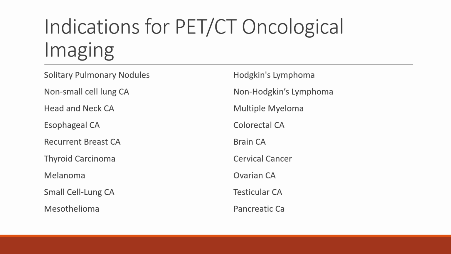These are the indications for oncologic PET imaging with PET-CT: solitary pulmonary nodules, small cell lung cancer, head and neck, esophageal, recurrent breast, thyroid, melanoma, mesothelioma, Hodgkin's and non-Hodgkin's, multiple myeloma, colorectal cancer, brain, cervical, ovarian, testicular, and pancreatic.